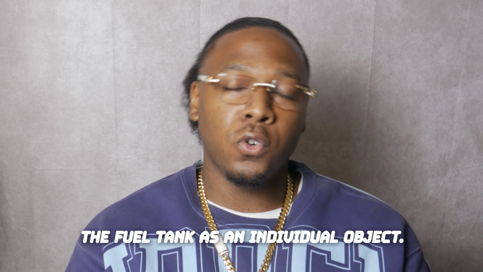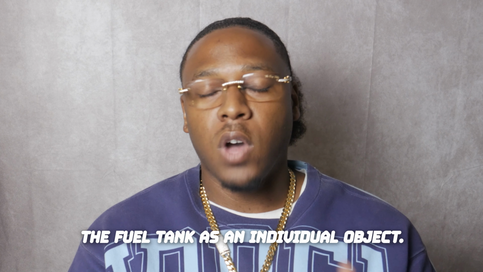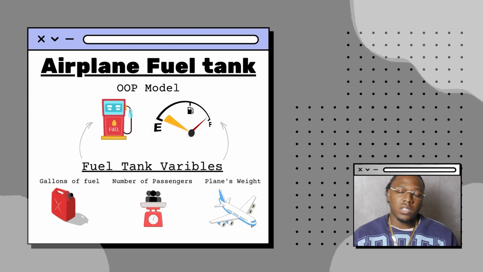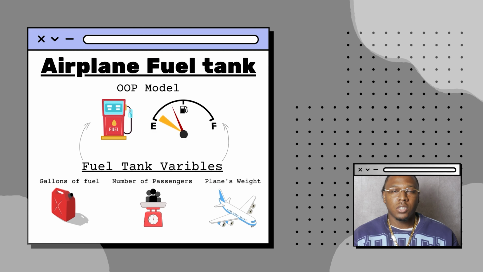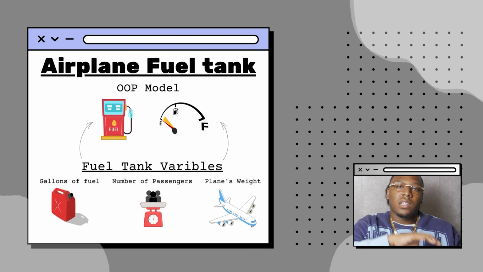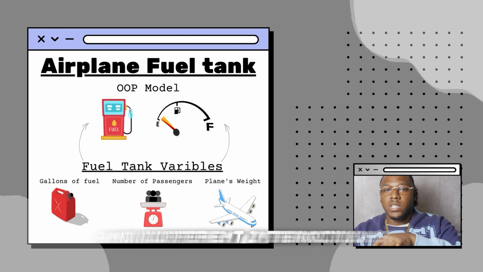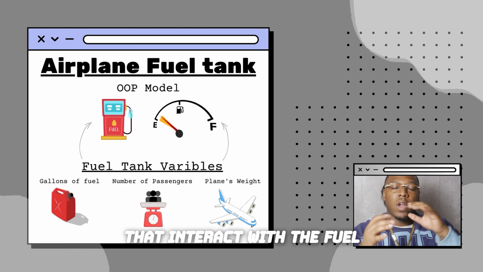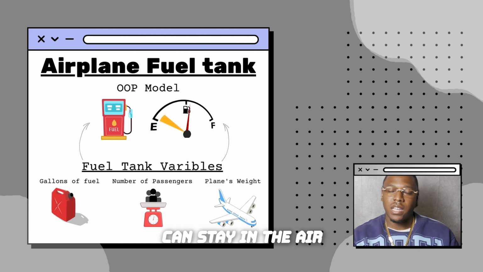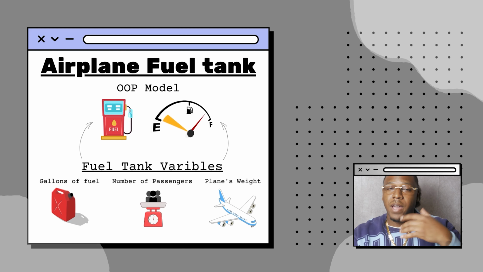Okay, so let's use the fuel as an example. The fuel tank as an individual object. The weight of the plane is a major factor in determining how long the fuel is going to last. So if we were to model the fuel tank as an individual object, we can apply different outside variables and different interactions that interact with the fuel tank to determine how long the plane can stay in the air with a certain amount of passengers.